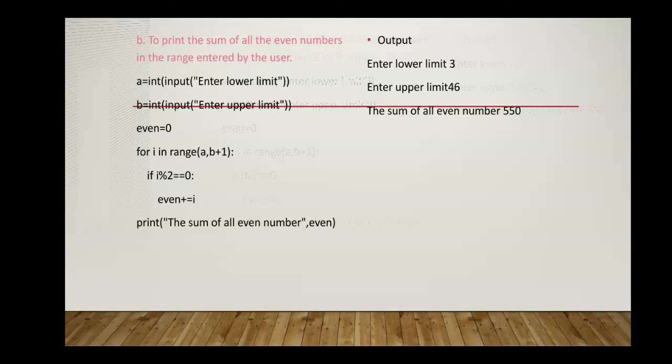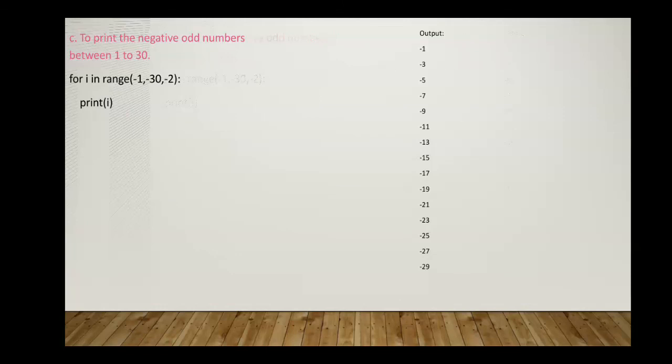If I mod 2 equal 0, when we get the even number, all the even numbers will be stored in the even variable, and then after it will display the output. Now the next question, print the negative odd number. We have to print the negative number, so we have to use the minus sign with all the numbers, and it will print you the negative number.